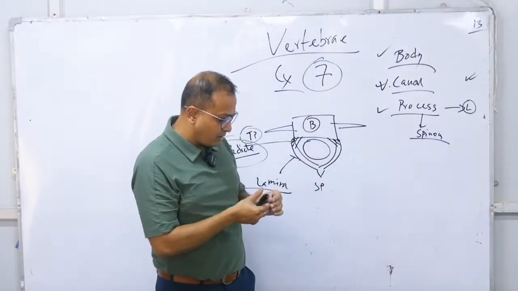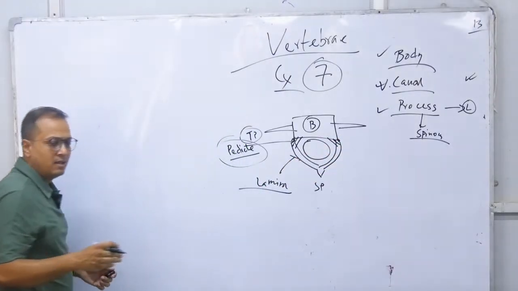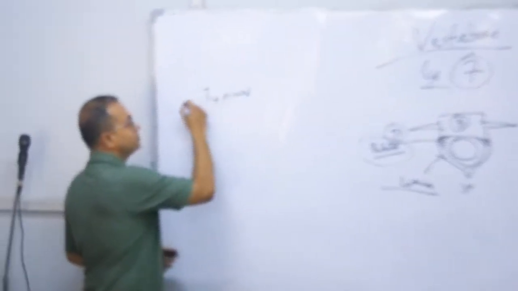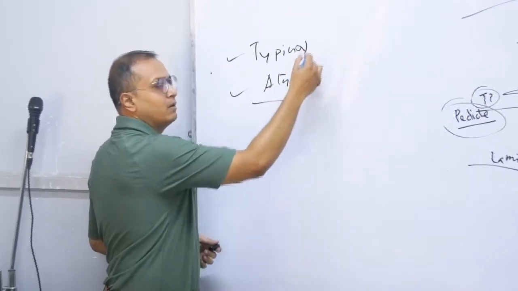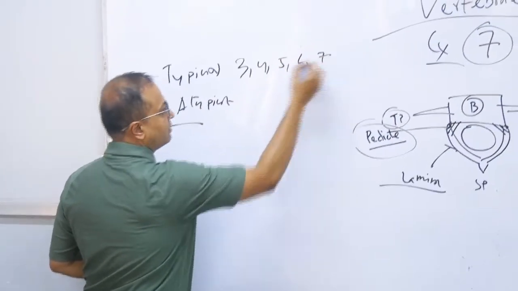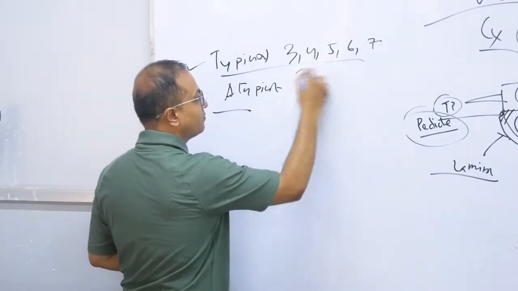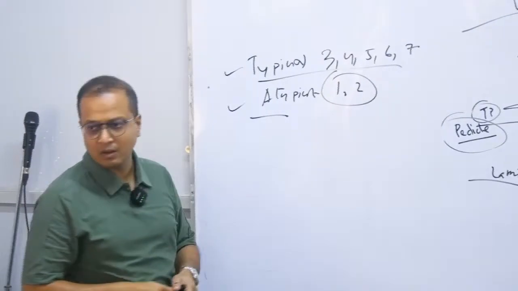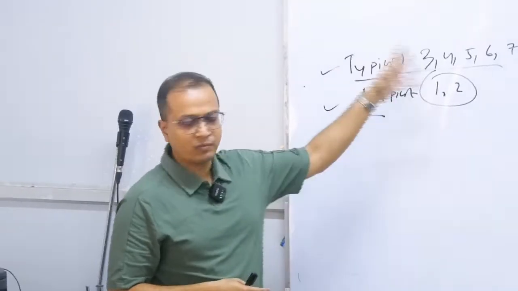Now the cervical vertebra also has these parts. To classify the cervical vertebrae, we can divide them. The vertebrae which look alike, we call typical, and those which do not look alike, we call atypical. Out of these, 3, 4, 5, 6 and 7 can be called typical because they look similar, and the atypical are the vertebrae which do not look similar. We call them atypical cervical vertebrae. That means they have some feature which does not match with the rest of the vertebrae.